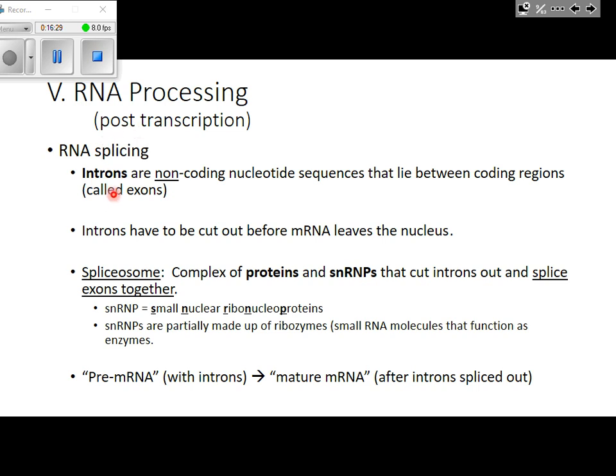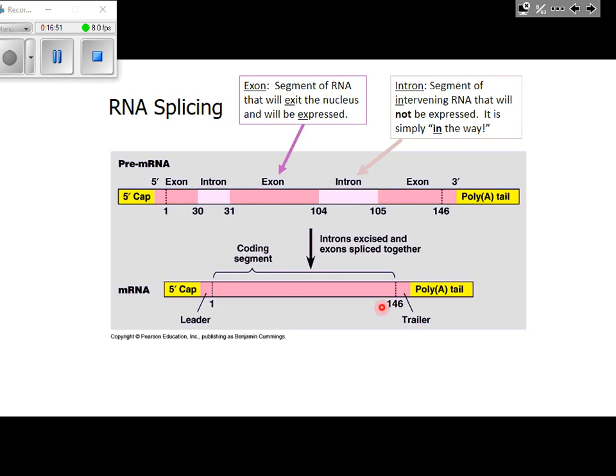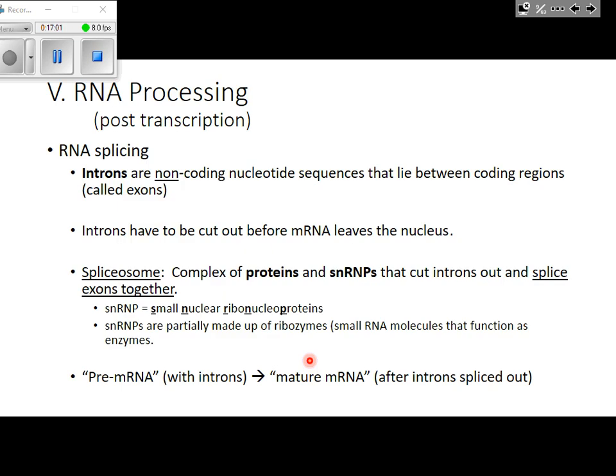It's RNA splicing. The introns have to be cut out. Introns are non-coding nucleotide sequences that are just in there. They're in the way. They are cut out. And the exons, which are the coding regions, the dark pink, those are spliced together to make a finished product of A's and U's and G's and C's that actually do code for the protein that we're trying to build.